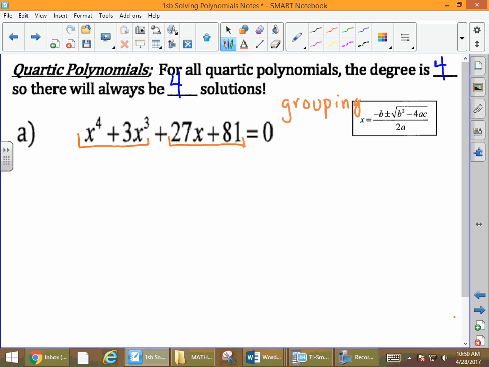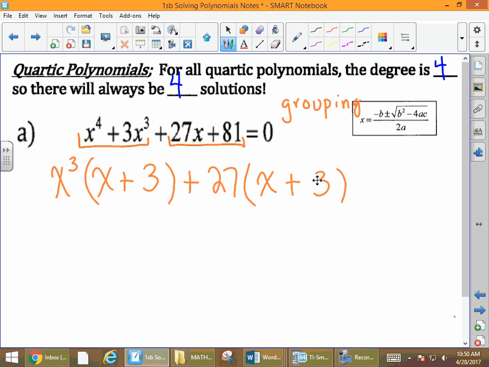So the GCF between x to the 4th and 3x cubed is x cubed. And then we're left with x to the 4th divided by x cubed. We had 4 x's, we took out 3 of them, so we have 1. We had 3 x's, we took them all out, we have plus 3. Over here in the next group, believe it or not, 27 goes into 81 evenly. So it's going to be 27 times x plus 3. And then what I hope you see is that in each group, we have an x plus 3.